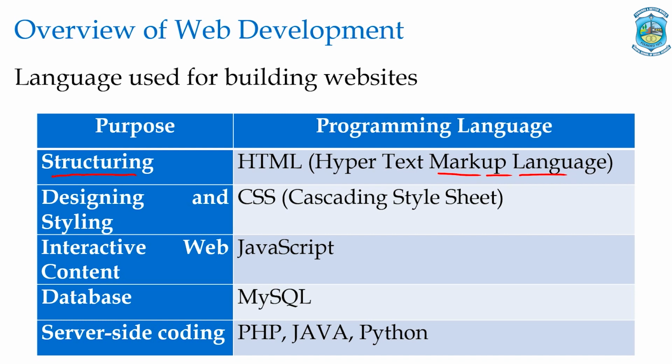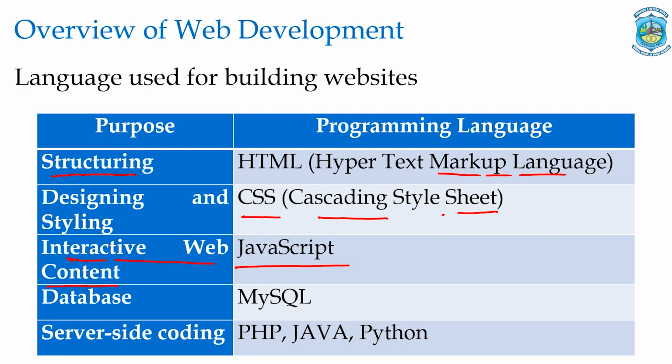The second one is designing and styling. For designing and styling, CSS is used. It stands for Cascading Style Sheet, and it is also known as a style sheet language. CSS is used to make your website attractive. Next, for making your website interactive and its web content dynamic, JavaScript is used. JavaScript is a scripting language. It is used for both front end and back end scripting.